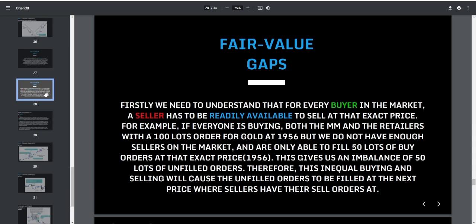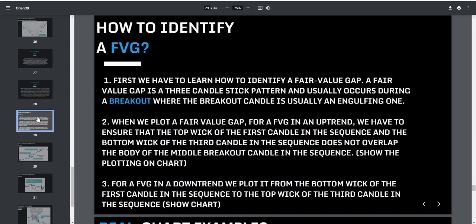So what happens? This unequal buying and selling pressure will cause these 50 lots of unfilled orders to be filled at the next higher price where people have their sell orders, right? So this is why you see a big breakout or an impulse candle tends to happen, because there's not enough sellers or buyers on the market because of unequal buying and selling pressure, right?